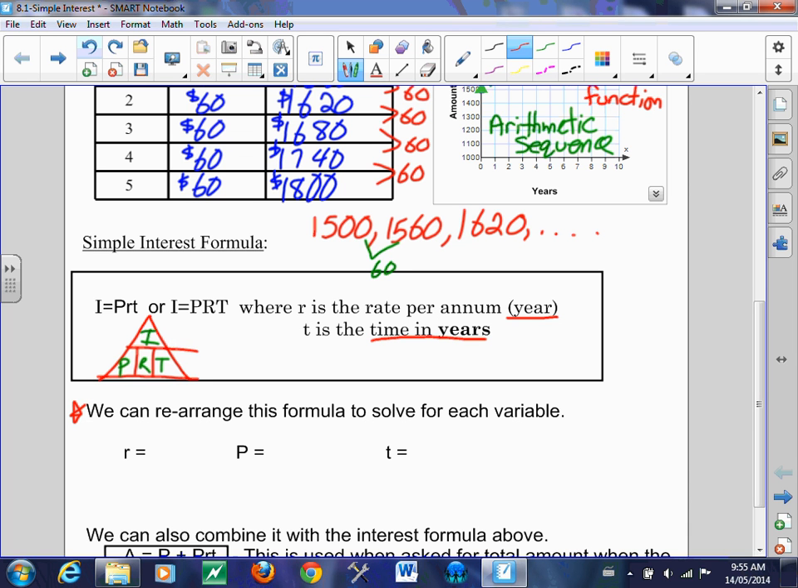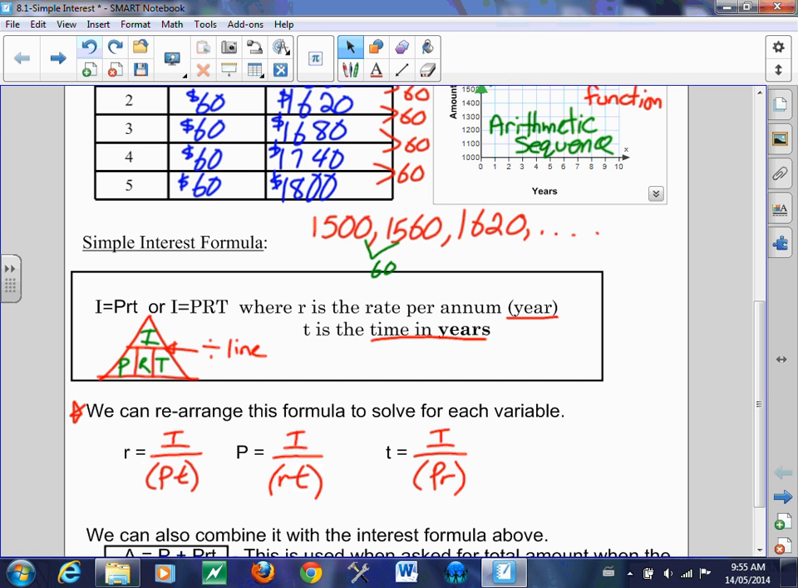And just remember, guys, this is what we call the divide line. Okay, so let's fix that back up. I divided by PT. If I cover up P, ladies and gentlemen, what's left over? I divided by RT. And if I cover up T, I've got I divided by PR.